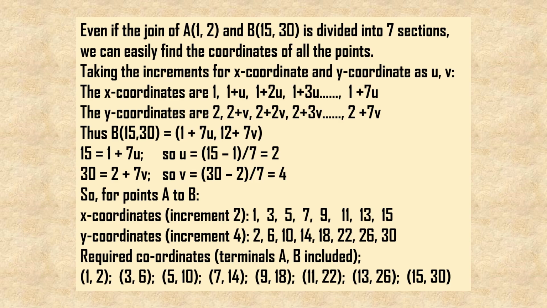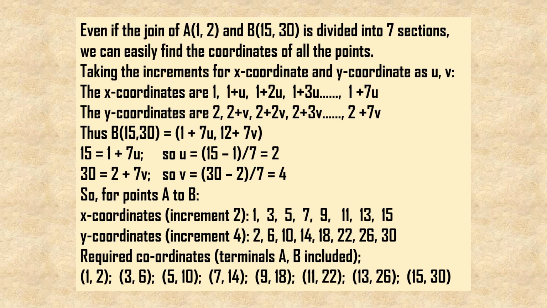Thus, the point B, 15, 30 is equal to 1 plus 7u, 2 plus 7v. Equating 15 is equal to 1 plus 7u, so u is equal to 2. And 30 is equal to 2 plus 7v, so v is equal to 4. So, for points A to B, x coordinates, increment 2, would be 1, 3, 5, 7, 9, 11, 13, 15. Y coordinates, increment 4, would be 2, 6, 10, 14, 18, 22, 26, 30.